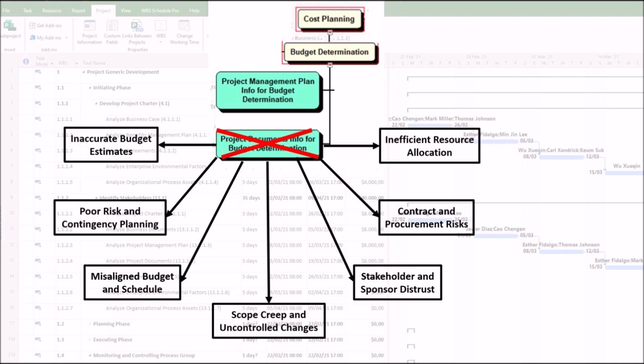7. Inefficient resource allocation. Poor resource requirements analysis can result in overstaffing or idle equipment, resulting in wasted budget. For example, budget assumes 10 engineers, but only 5 are needed.